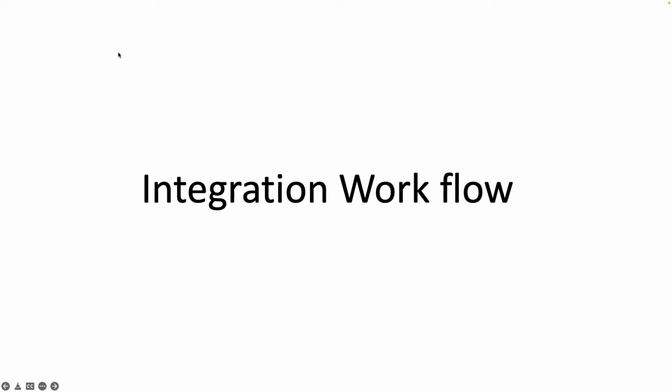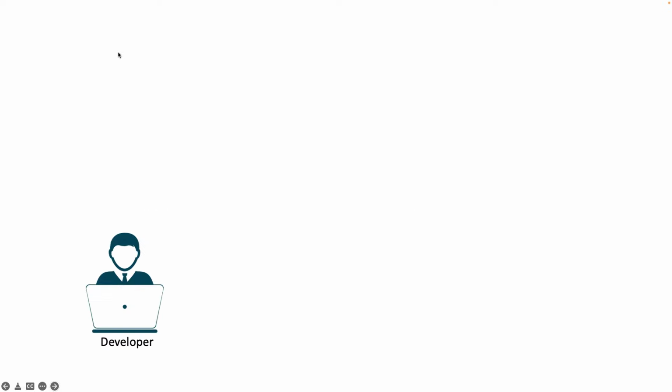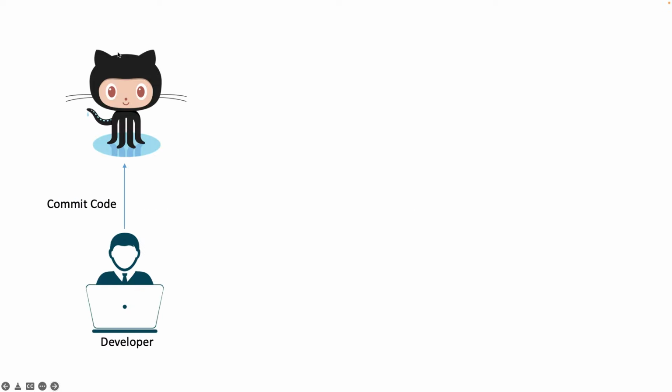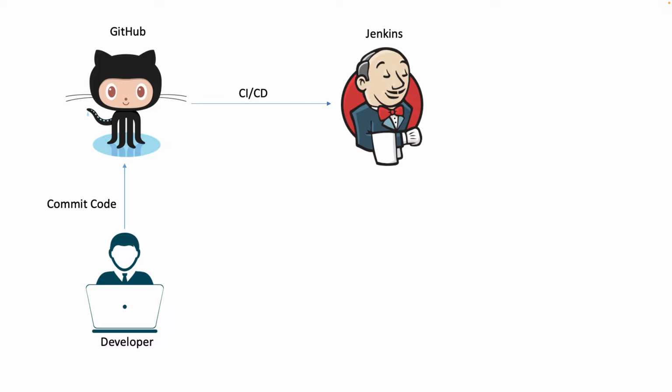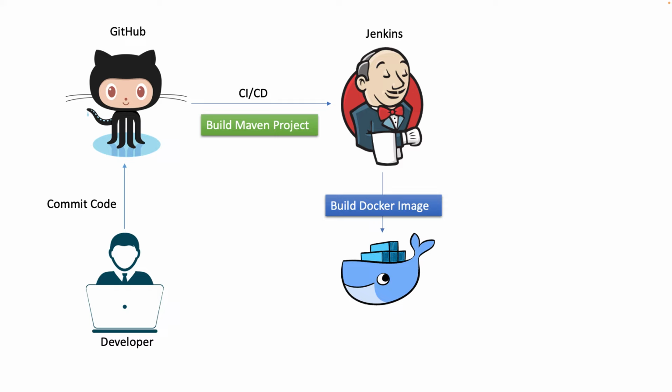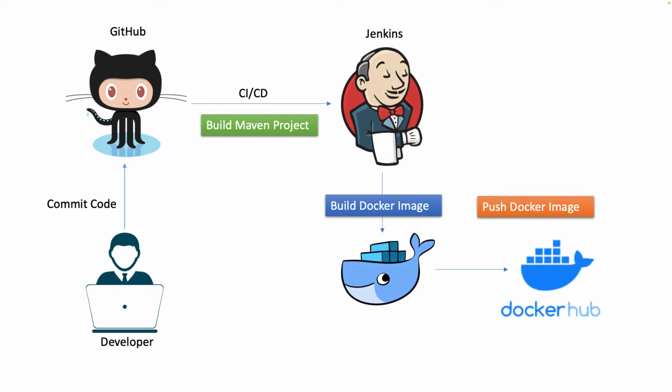So let's understand the integration workflow. As a developer, we commit the code to GitHub, which acts as a version control tool. Next, we need to perform continuous integration and continuous deployment. For that, we need to integrate our GitHub with Jenkins. When I say continuous integration and continuous deployment, it means with my committed code, I want to build my project, then I want to create a Docker image of my application, then I want to push that Docker image to Docker Hub.